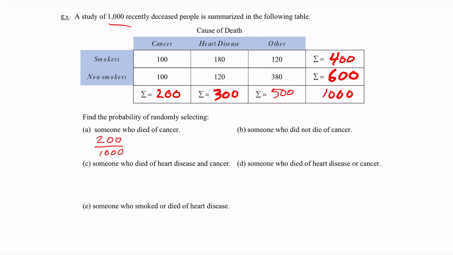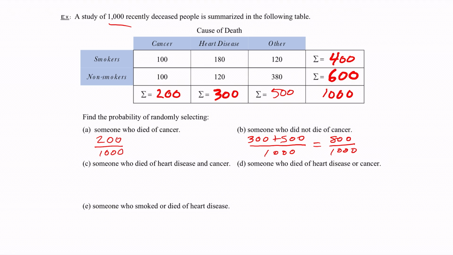Someone who did not die of cancer, well, if we're not including the people that died of cancer, there would be 300 who died of heart disease and 500 that died of another cause. So summing those up, we have 800 over 1,000 who died of something other than cancer.